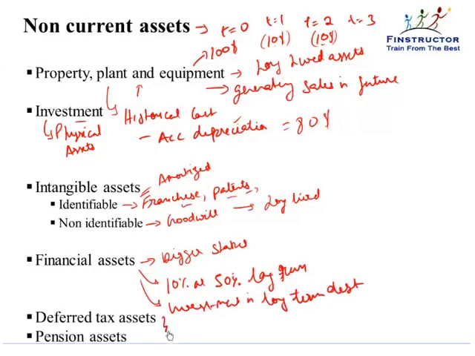Deferred tax assets and pension assets we will study in detail in a later review. Pension assets more at level 2. Deferred tax assets are covered in great detail in level 1 in a separate reading session altogether.